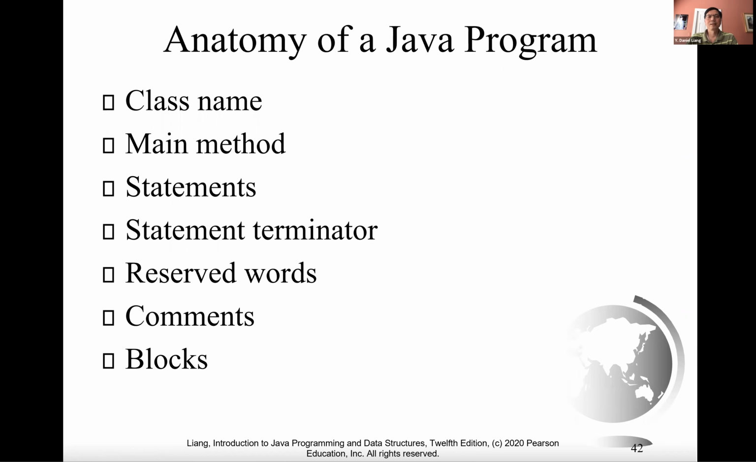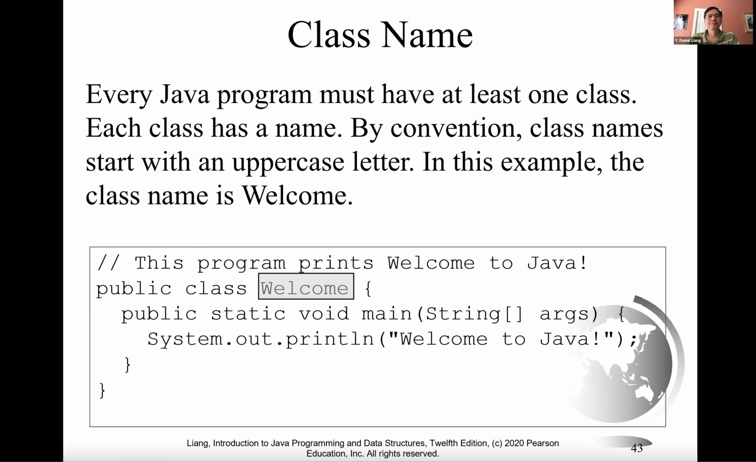Now let's examine the components in this Java program. Every Java program must have at least one class. Each class has a name. By convention, class names start with an uppercase letter. In this example, the class name is Welcome. W, the first letter, is in uppercase.